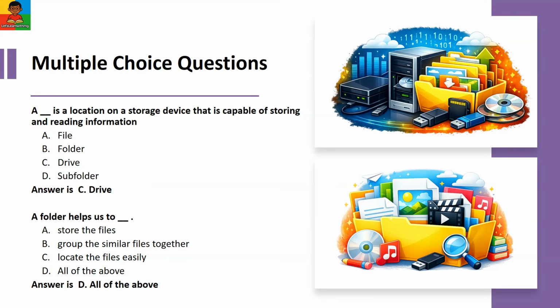Question 2. A folder helps us to blank. Your options are A. Store the files, B. Group the similar files together, C. Locate the files easily, D. All of the above. The correct answer is D. All of the above.